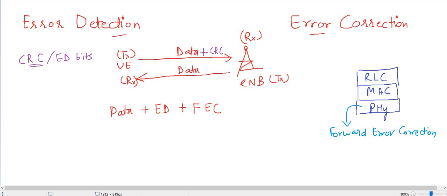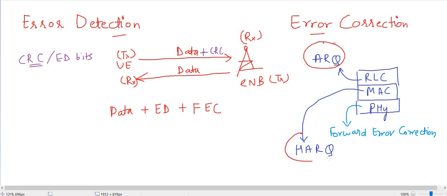At the MAC layer, the procedure used is known as HARQ. It stands for hybrid automatic repeat request error correction. And at RLC we have an error correction procedure known as ARQ. ARQ means automatic repeat request. So in this tutorial our focus will be on these two things, which are very important. First one is ARQ and second one is HARQ. These are the two important topics that we are going to cover in this lecture.